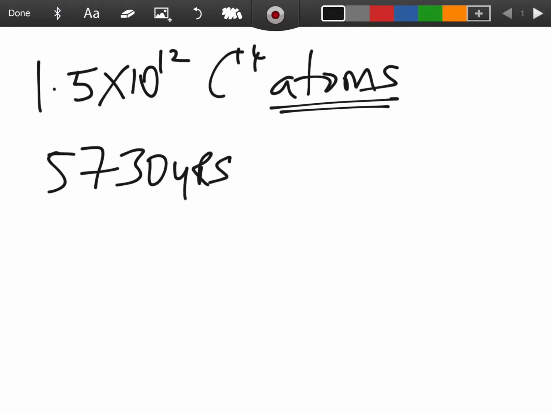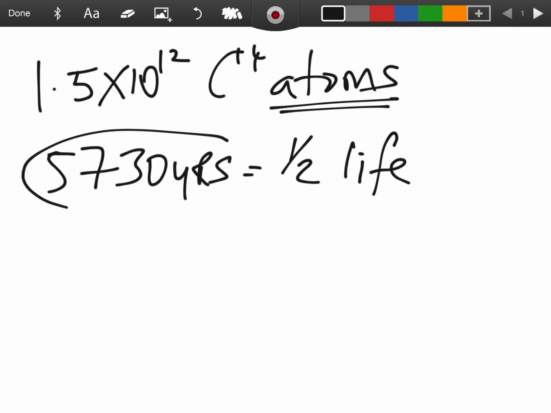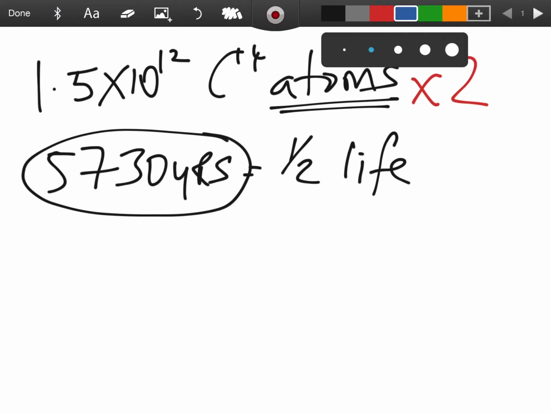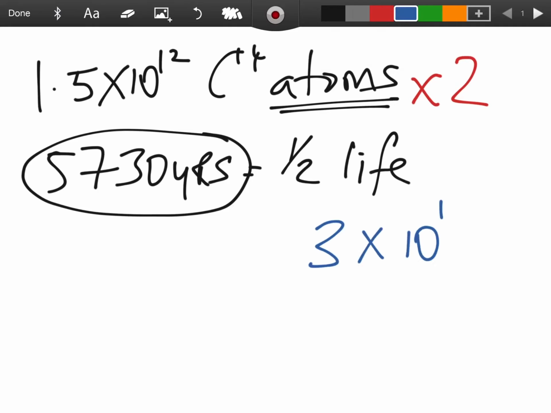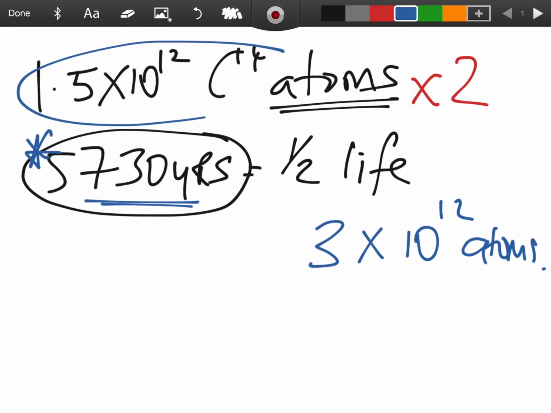5,730 years ago. Well, that's the half-life, okay? So 5,730 years ago, this tree would have had twice the number of carbon atoms. So when you multiply that, you're going to get your 3 by 10 to the power of 12 carbon atoms, okay? So because the half-life is 5,730 years, how many carbon atoms would you have had then? Twice as much, because what has happened in that 5,730 years is half of the radioactive nuclei have decayed, okay?